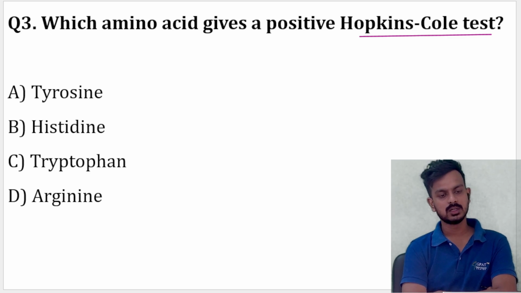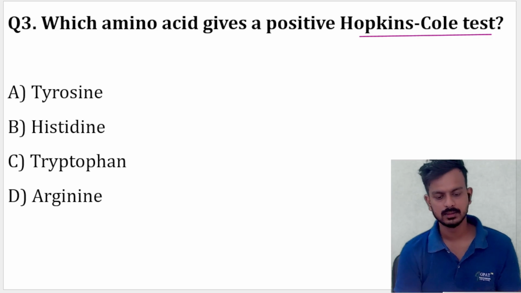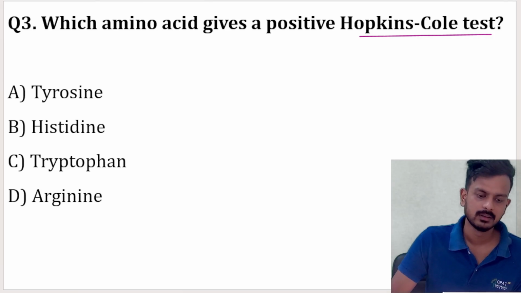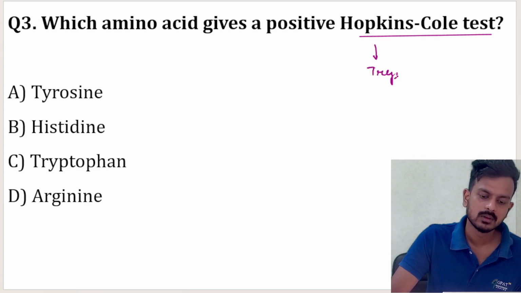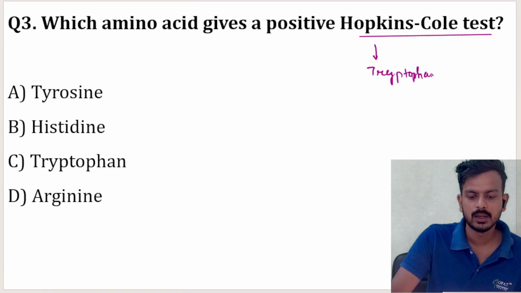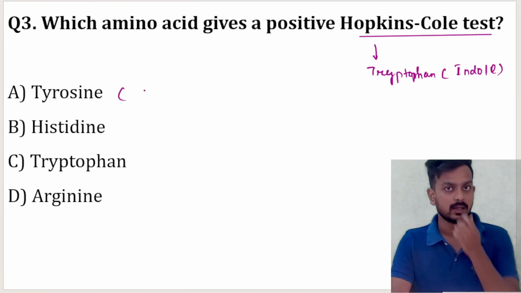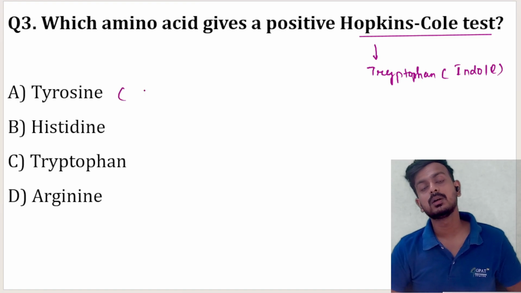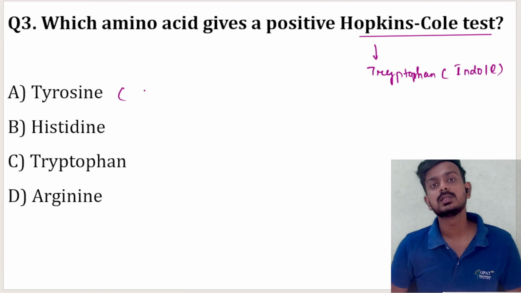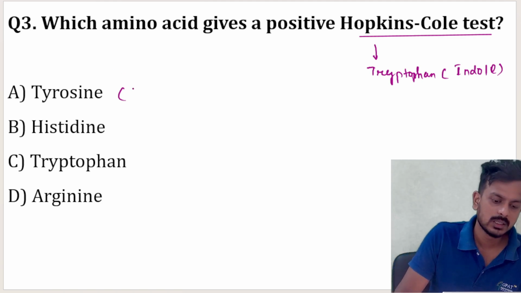For the detection of tyrosine, histidine, tryptophan, or arginine? The correct answer is tryptophan. So the Hopkins-Cole reaction basically detects tryptophan. Tryptophan contains which ring? The indole ring. Tyrosine is detected by which test? Phenylalanine and tyrosine are which type of molecule? It is basically an aromatic ring. So aromatic rings can be detected by the xanthoproteic test.